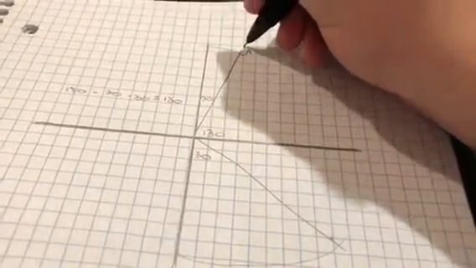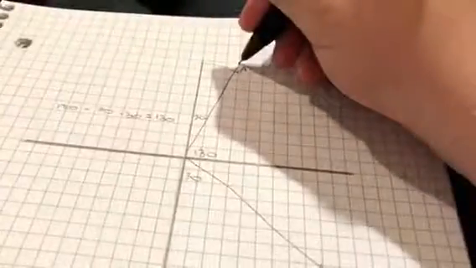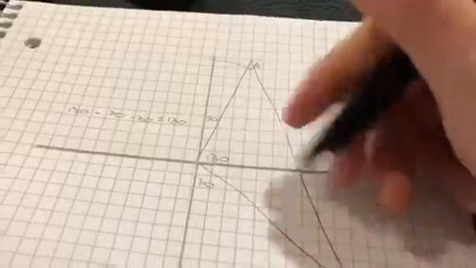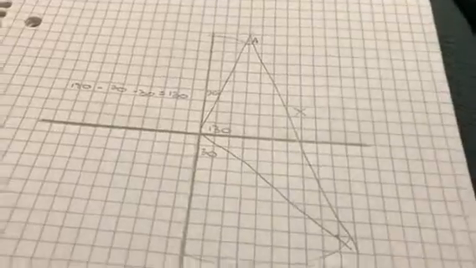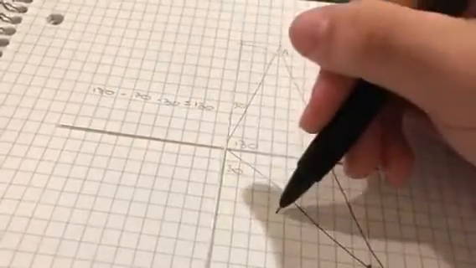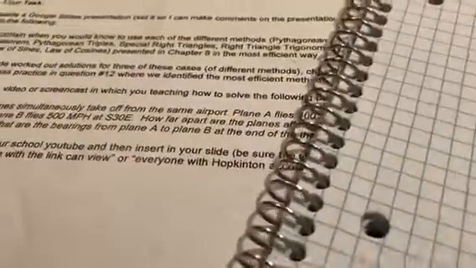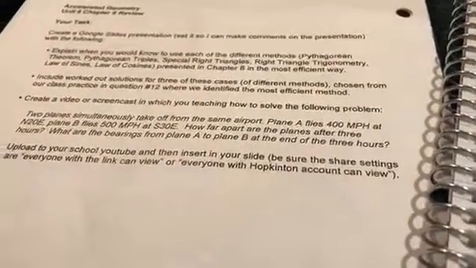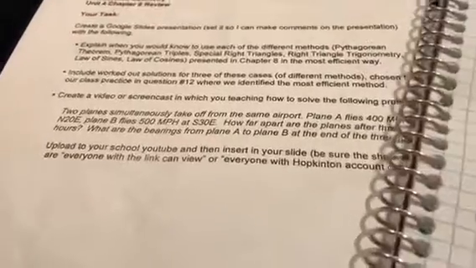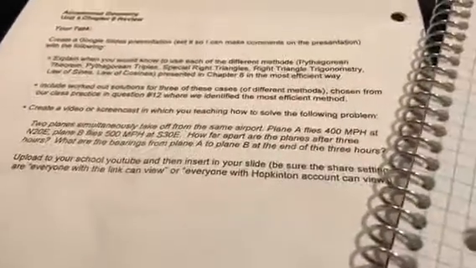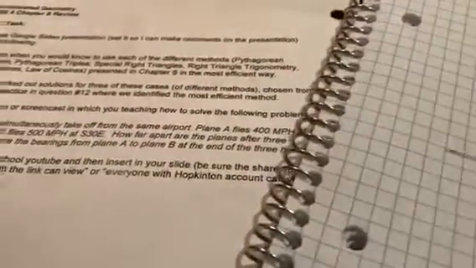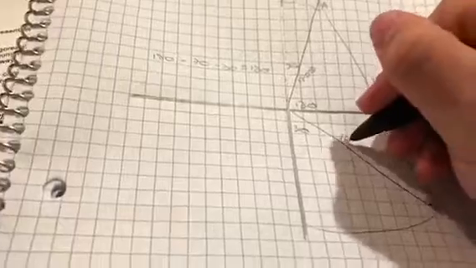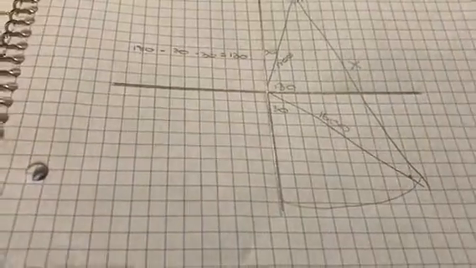To find the distance between these two planes, you need to connect the planes and give this line a variable. So I chose x. First, you need to find the distance of these two lines. As we know, plane A is moving at 400 miles an hour, and plane B is moving at 500 miles an hour. After 3 hours, the plane moving at 400 miles an hour will have traveled 1,200 miles. The plane moving at 500 miles an hour will have traveled 1,500 miles.